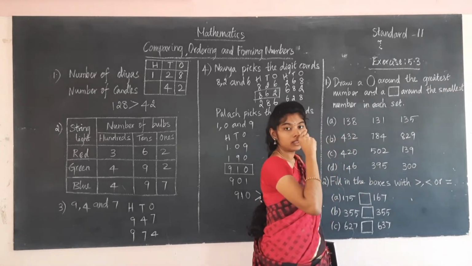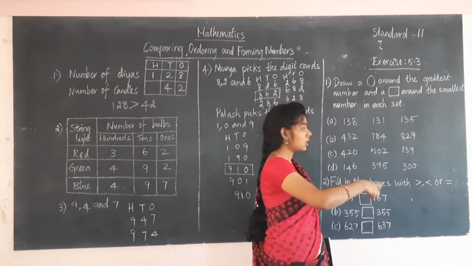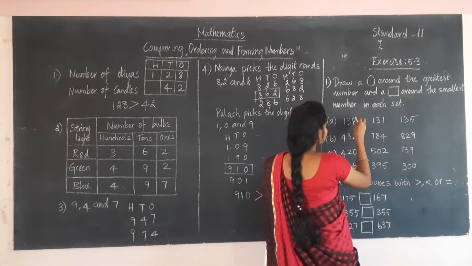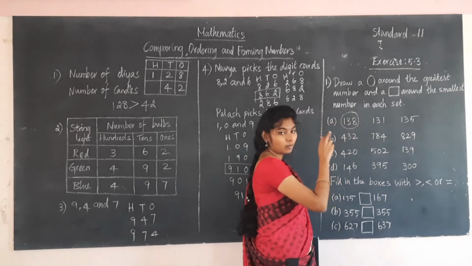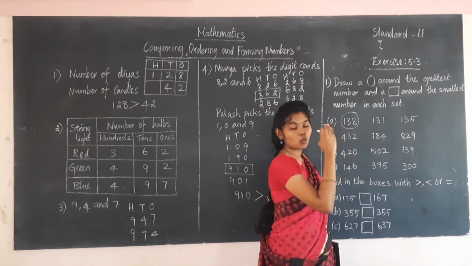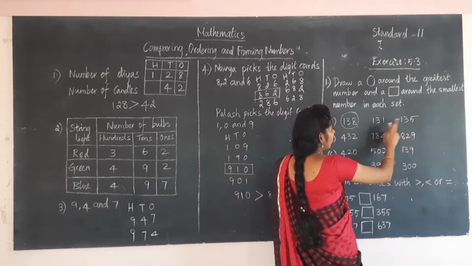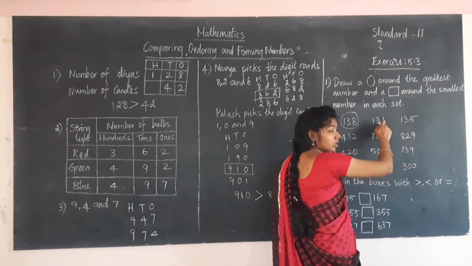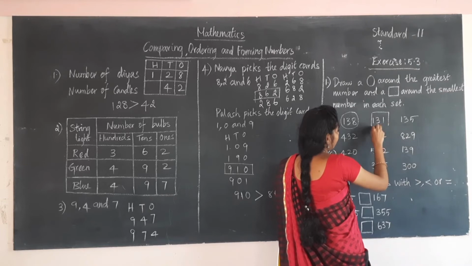We have to compare the numbers place by place: first in the hundreds, then the tens, then the ones. So this one is the greatest number, and we have to circle that number. And which one is the smallest number? Here there are two numbers, 1 and 5. We compare the ones place, where 1 is the smallest one, so we have to box that number.